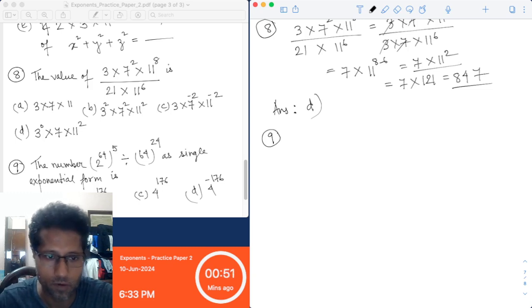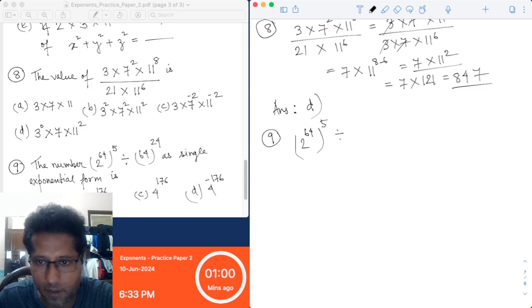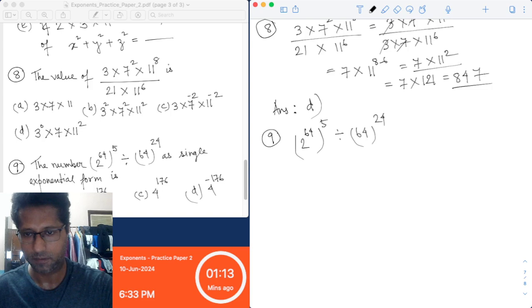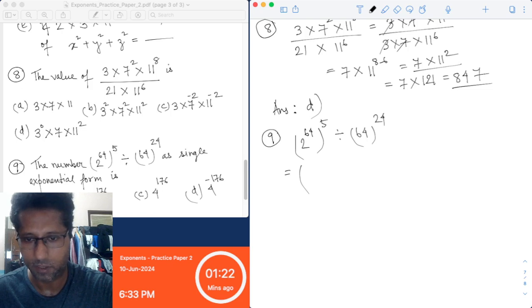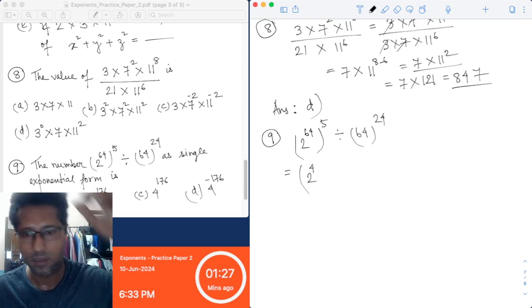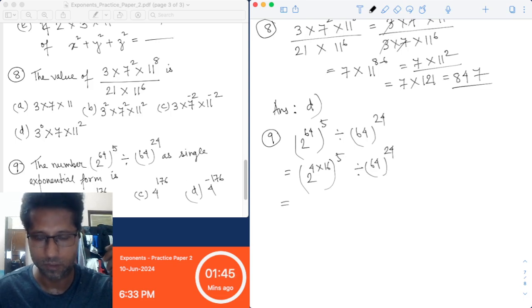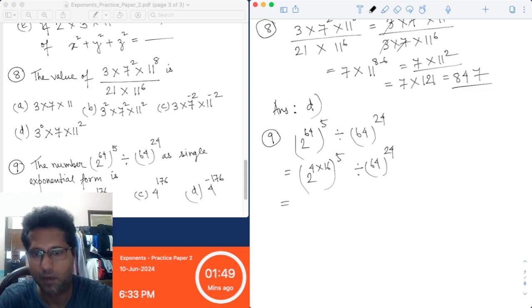The number as a single exponential form is 2 to the power 64 whole to the power 5 divided by 64 to the power 24. It is better to convert both bases to either 64 or 2. I will prefer to convert the base to 64. We know that 64 is 2 to the power 4. Now 2 to the power 64 I can write as 2 to the power 4 multiplied by 16.